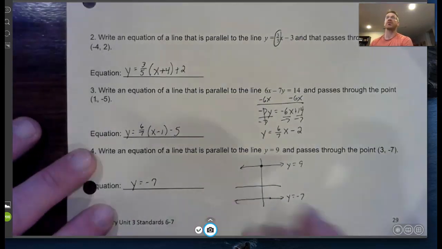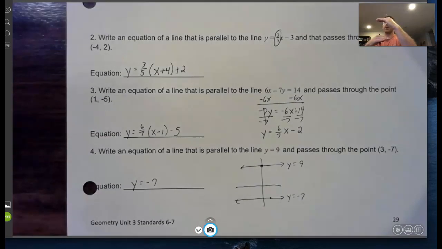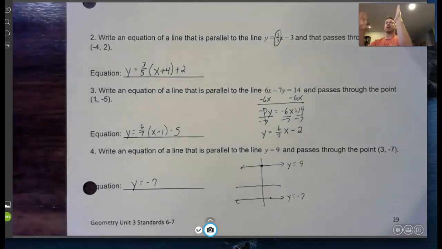So when we're in our special circumstances, if we start with a horizontal line, we need another horizontal line to be parallel. If we start with a vertical line, we need a second vertical line to be parallel.